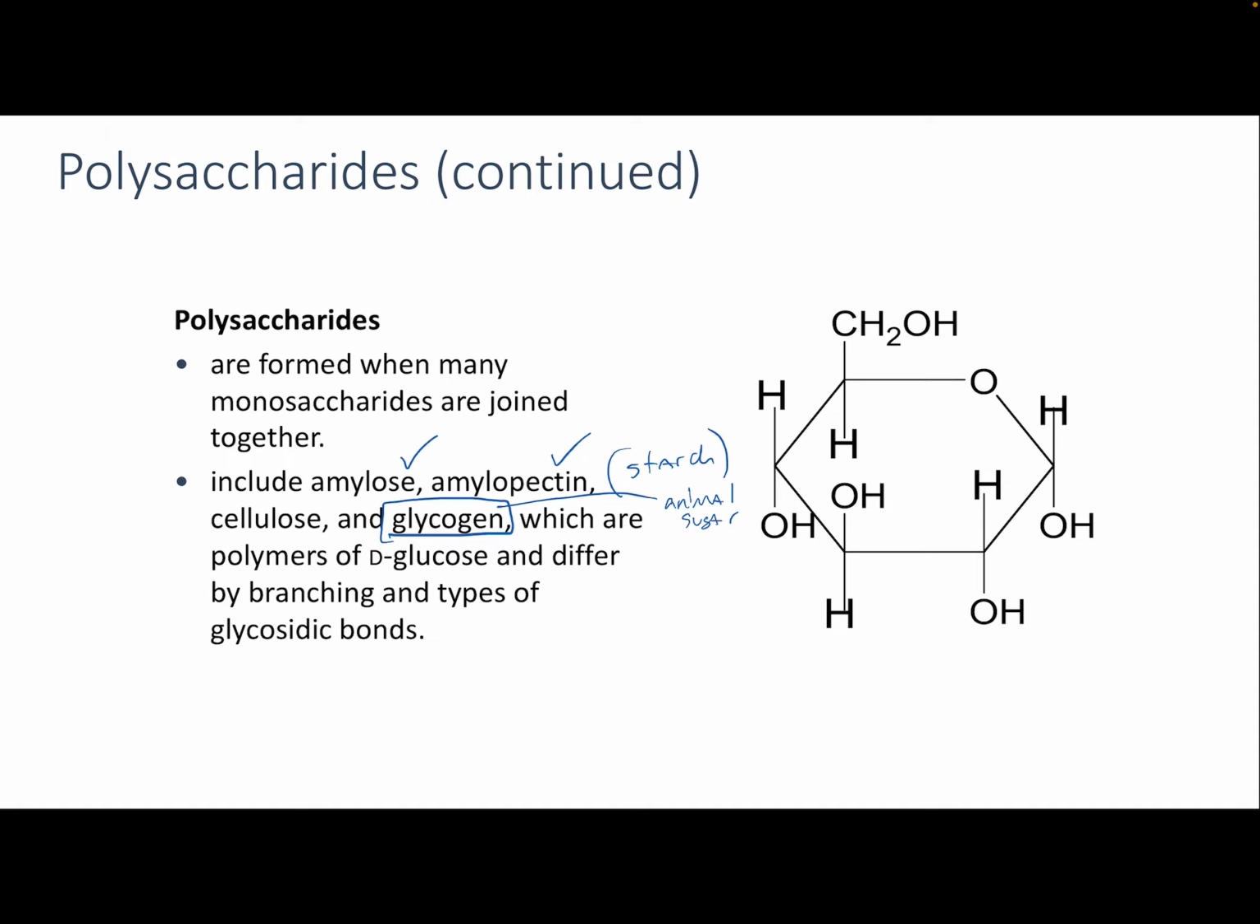And then, again, amylose, amylopectin, glycogen, and even cellulose, which is also a plant structure, are all D-glucoses. And so the way that they differ is in their branching and in their glycosidic bonds. So the goal in the end, in this chapter or this section, is to be able to identify the differences in their bonds and to know the differences in their structures.